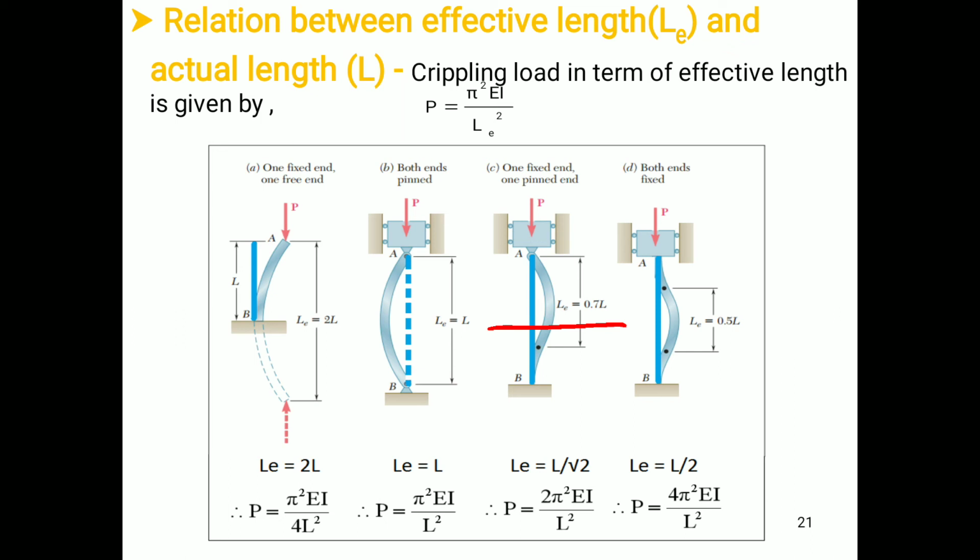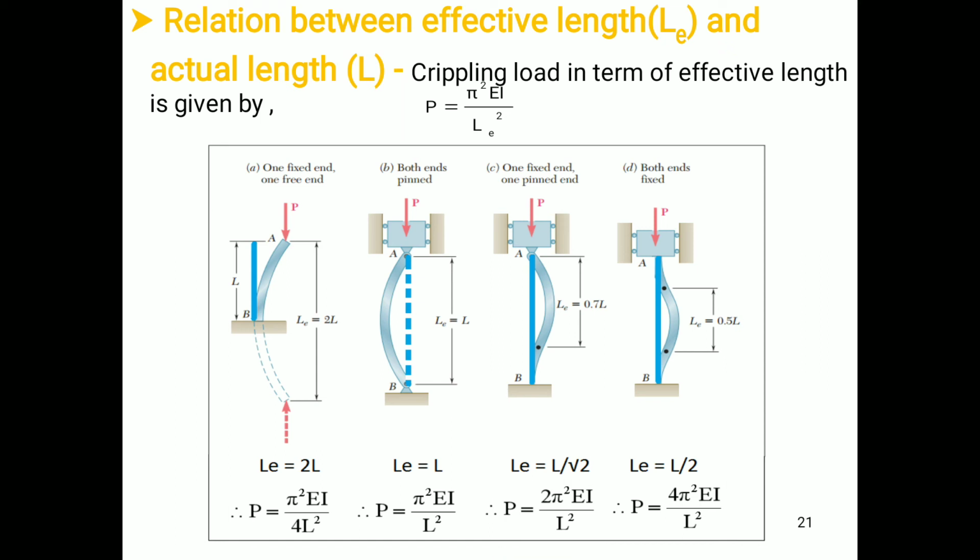Therefore, the value of effective length is 0.7 L, or we can also write it as L upon under root of 2. So you put this value into the equation of crippling load. We will have 2 pi square EI upon L square. So this is the value of crippling load for a column which is fixed at one end and pinned at the other end.